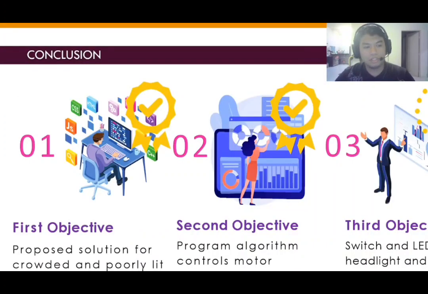Our group conclusion is that we have achieved the first, second, and third objectives. Our first objective is to propose a solution for crowded and poorly lit spaces. Second objective, program an algorithm to control the motor movement. Also, the third objective is a switch and LED for headlight and visibility enhancement. That's all. Thank you.